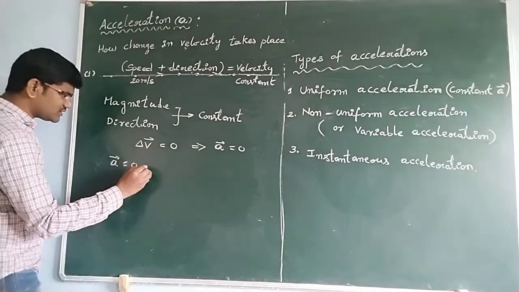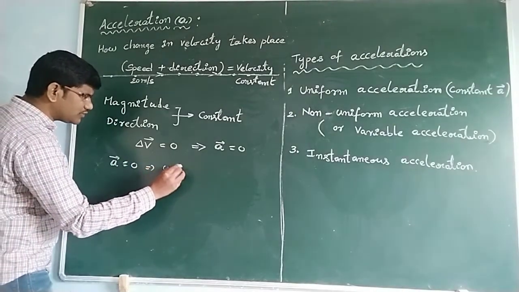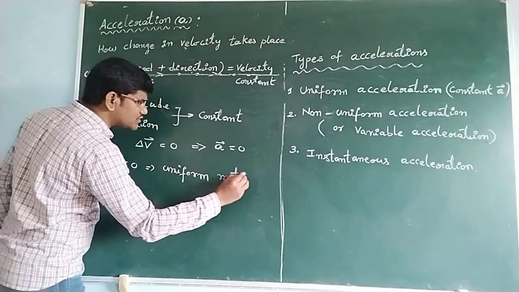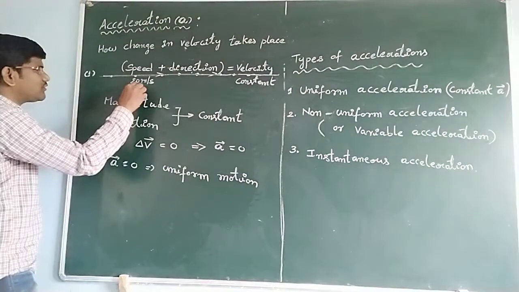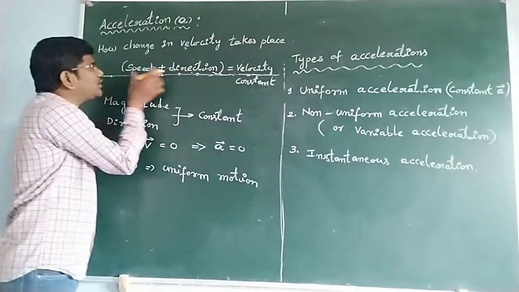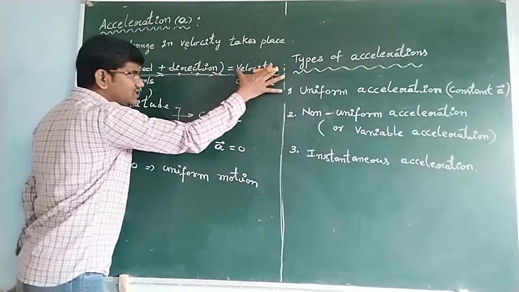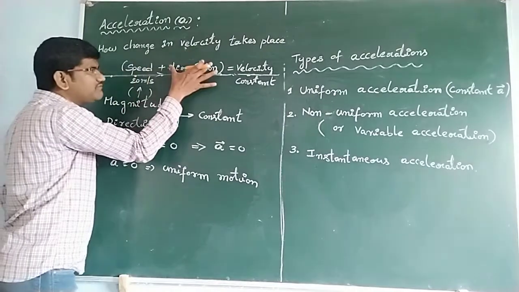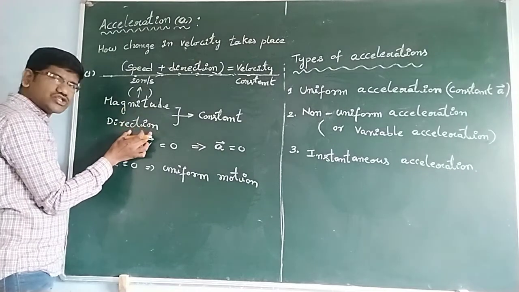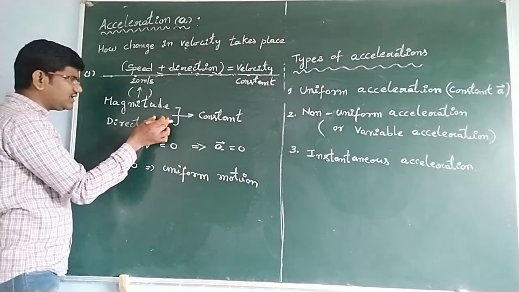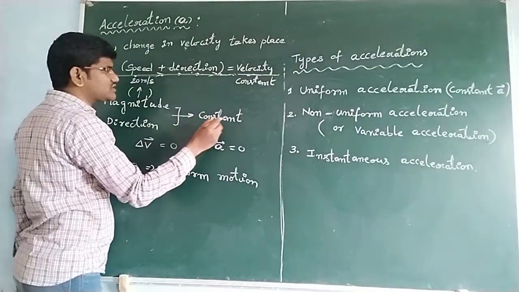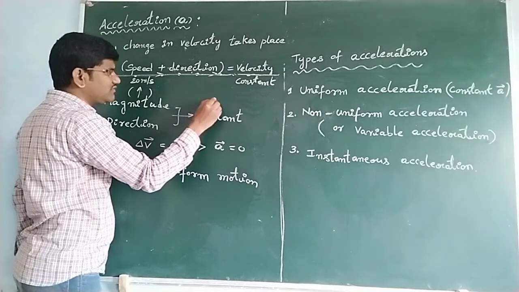Acceleration is 0 means we say that the object is in uniform motion. Magnitude means 20 meters per second, students. Here I have given the magnitude of velocity. Velocity magnitude means it will be speed only. For that speed, if I add the direction, I get velocity. So the magnitude is constant and the direction is also constant, so it is indirectly indicating that velocity v is constant.